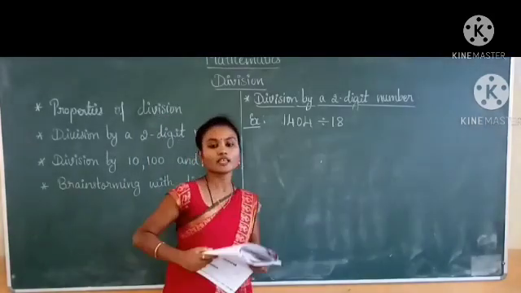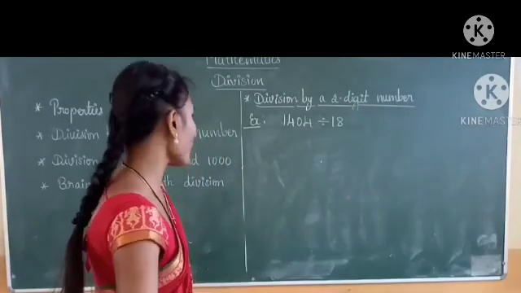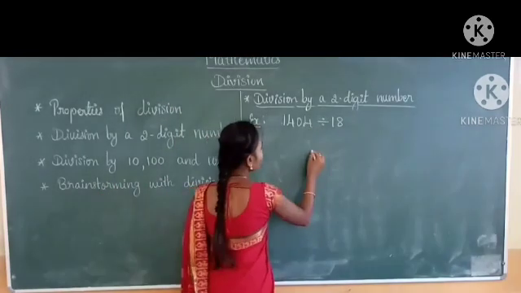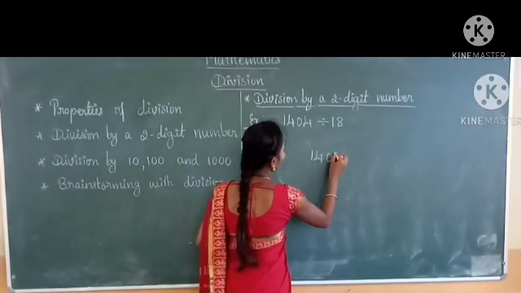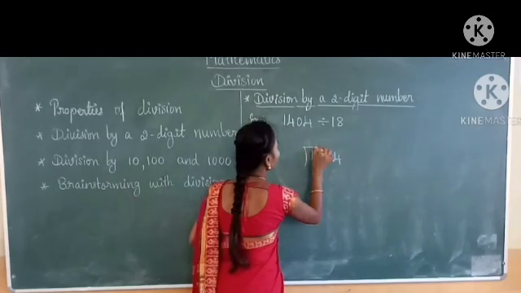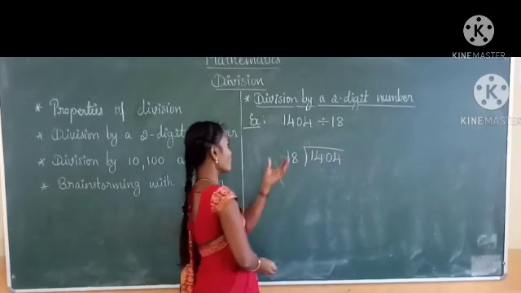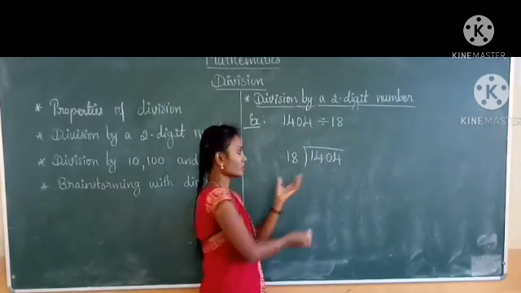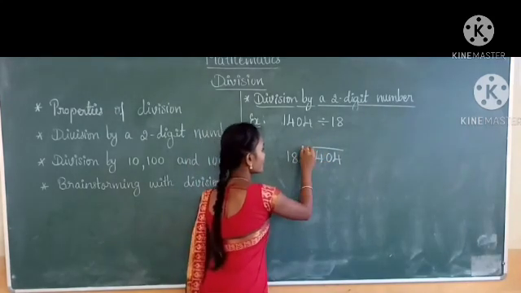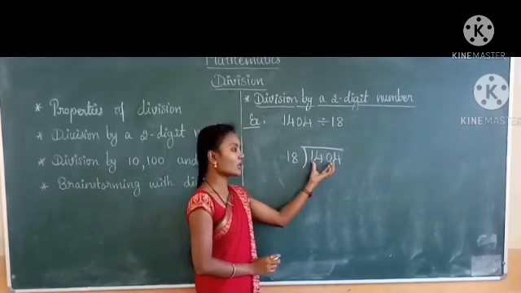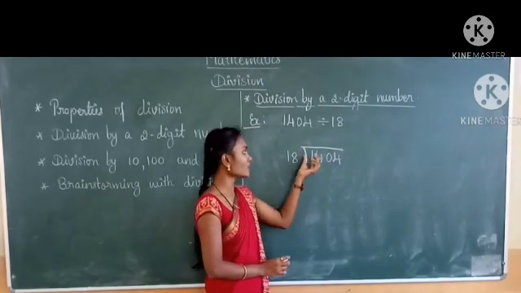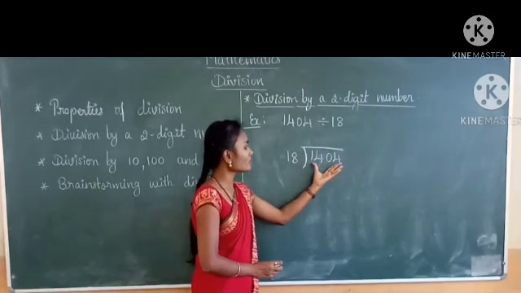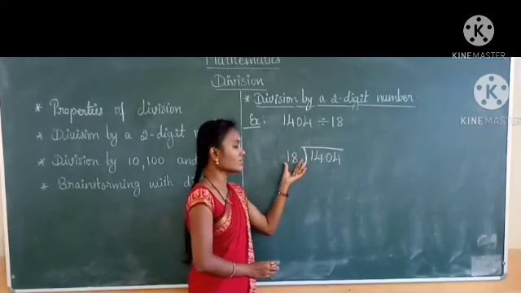1404 by 18. I have to divide this 1404 by 18. So write this as 1404 divided by 18. This is called divided by. 1404 divided by 18. So here you have to divide this number by 18.